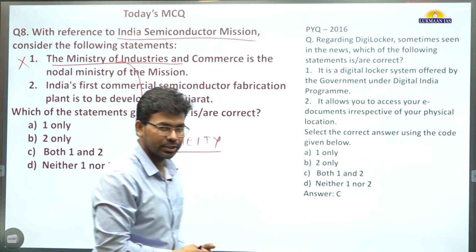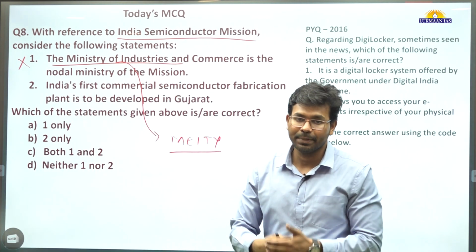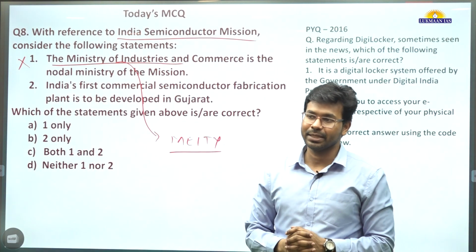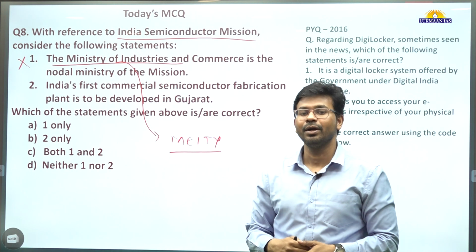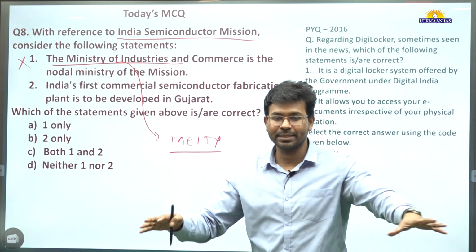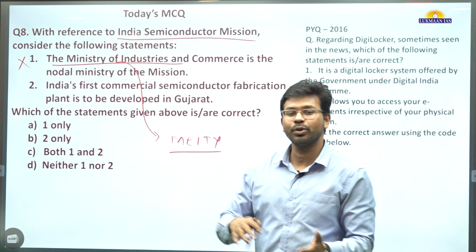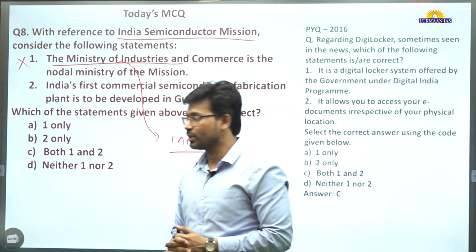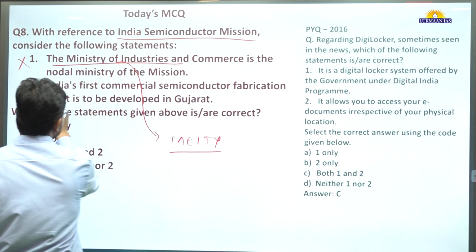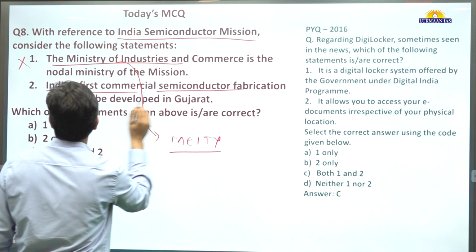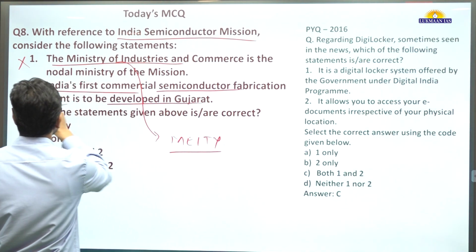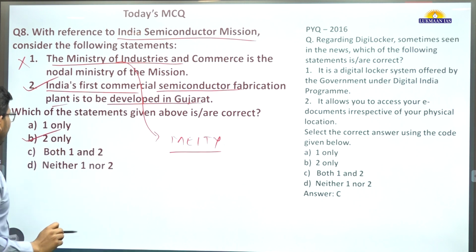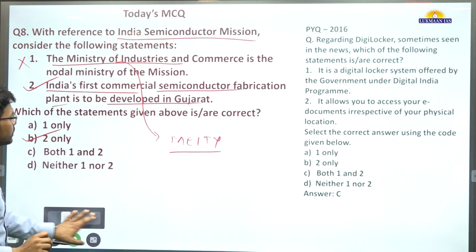Why semiconductor mission? Because we want to establish semiconductor fabrication labs in the country. Recently Tata, through various of its subunits, has decided that they are going to set up a semiconductor manufacturing facility in Gujarat. So that's why this is in news. India's first commercial semiconductor fabrication plant is to be developed in Gujarat. This statement is right. Option B is the right answer, which is 2 only.